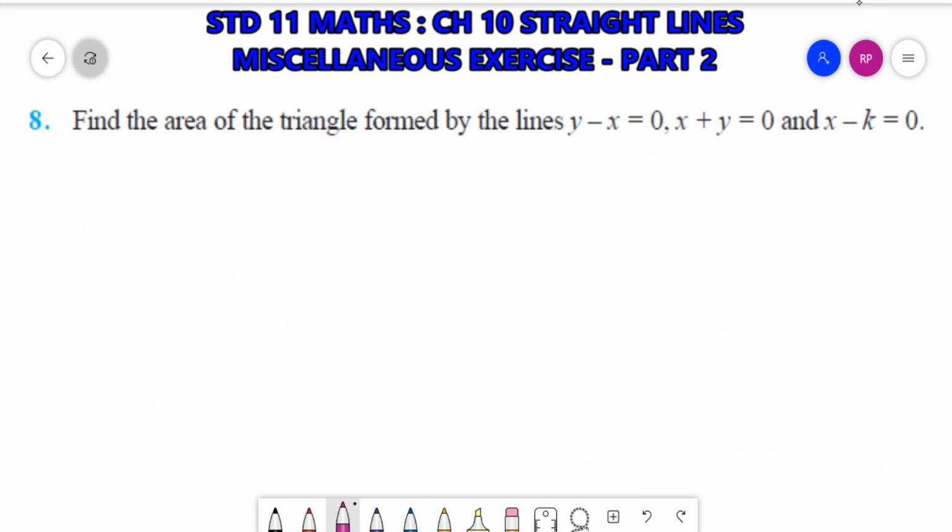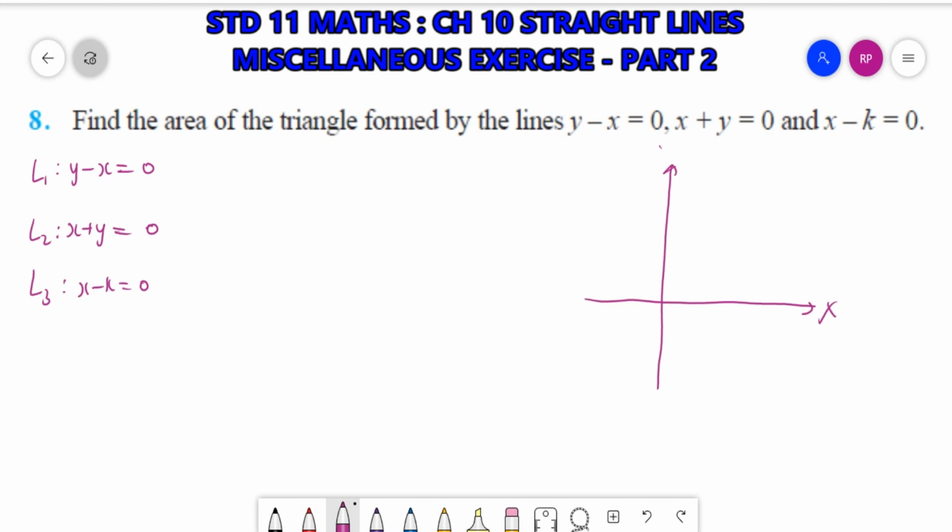Question number 8. Find the area of the triangle formed by lines L1: y minus x equal to 0, L2: x plus y equal to 0, and L3: x minus k equal to 0. Now see, first we need to plot these lines.